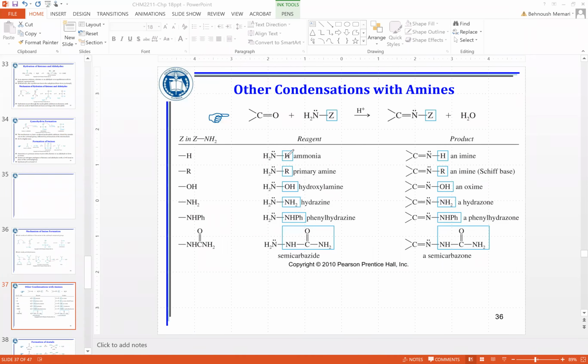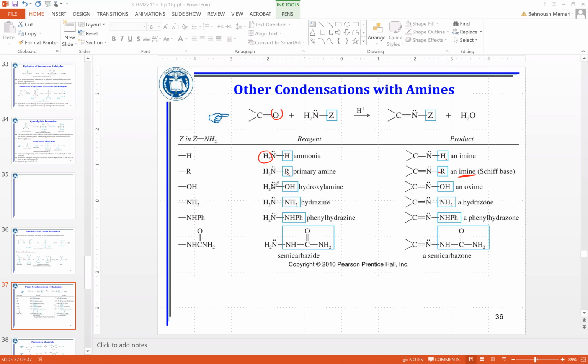So the Z group here was the hydrogen, then the 2 hydrogen from the ammonia or from NH2 with the oxygen can give you the water molecule as a byproduct, and then the CN double bond forms, and the Z group, if it was ammonia, you had hydrogen. If it's a primary amine, the Z group is R. So again, it is classified as imine. There's no new name for it. So if it's either ammonia or primary amine, you would get imine.